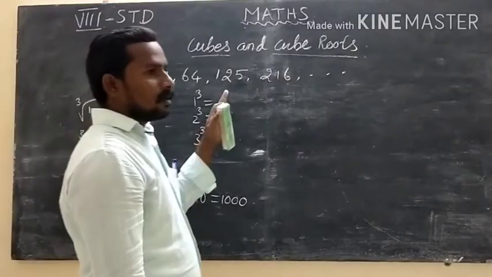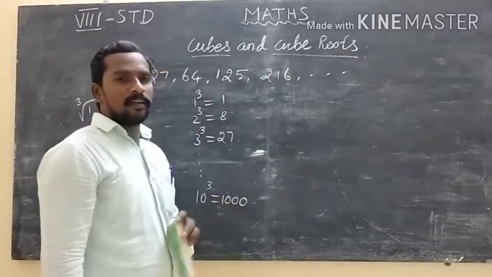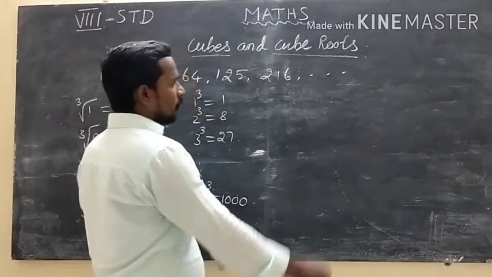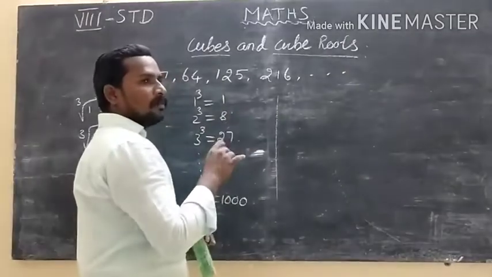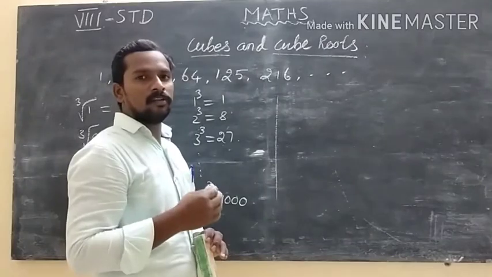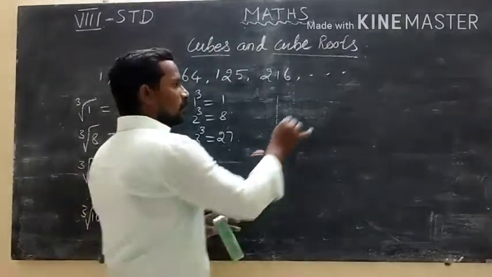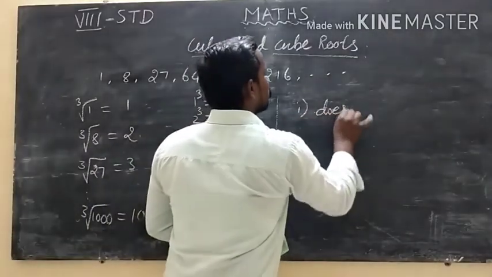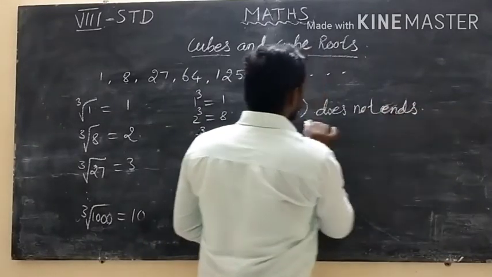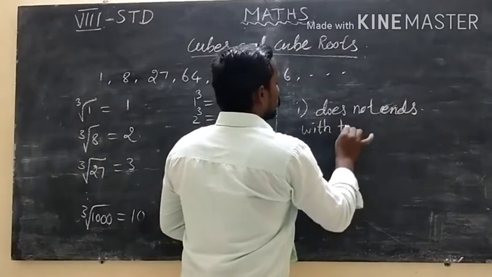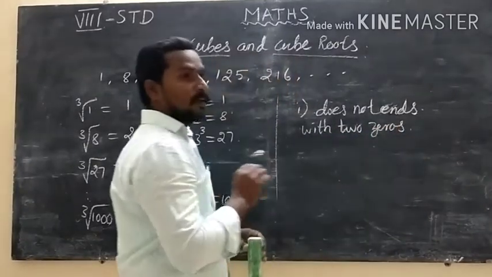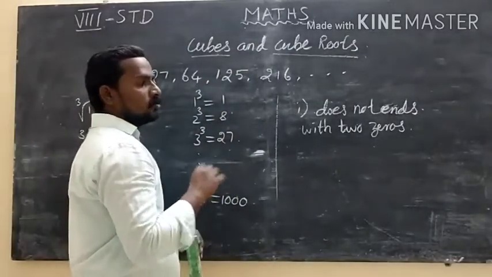Next, another note: a perfect cube does not end with 2 zeros. A perfect cube, since it is a cube, definitely ends with multiples of 3 zeros. It does not end with 2 zeros. This is one property: the perfect cube does not end with 2 zeros.